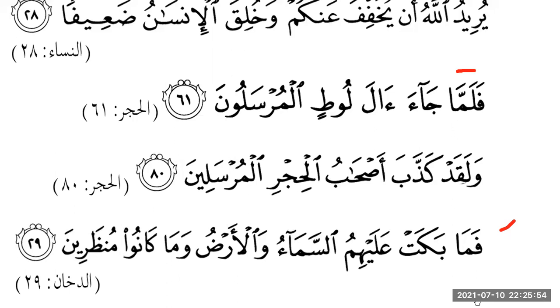Can you just repeat the translation of that? Walaqad kazzaba. And indeed, verily, the companions of the caves has denied the messengers. So the companions of the caves denied the messengers? Yes, the companions of the caves denied the messengers.